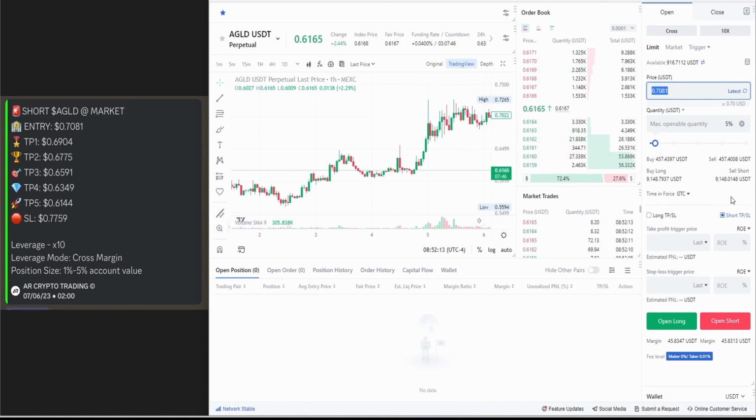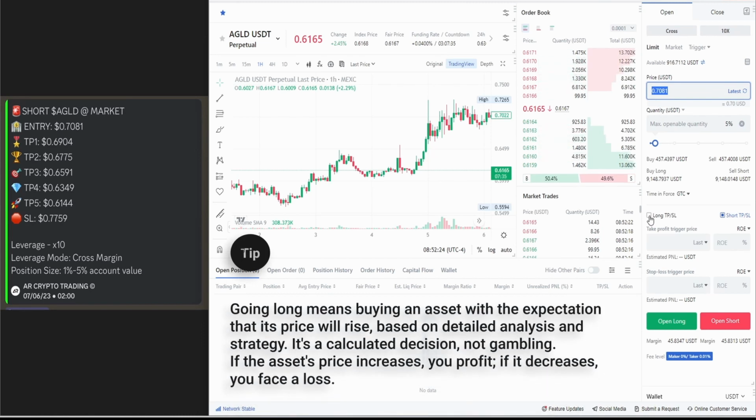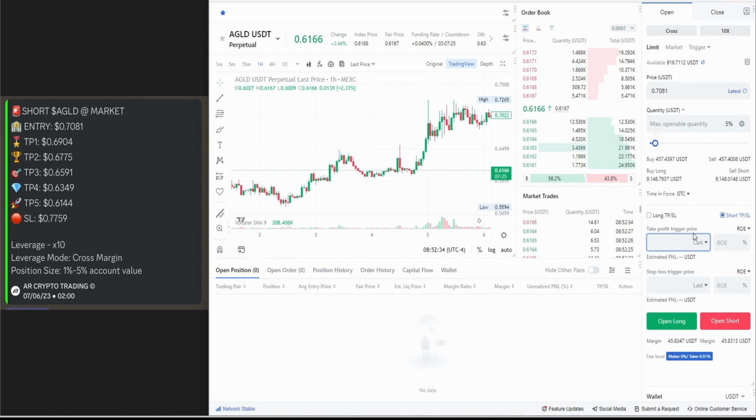Now, when it comes to choosing the side of the trade, you got to make sure you're choosing the proper side. So we're going short over here, obviously short. So we're making sure we're on that side. If it was a long, if we thought the price was going to go up, then we'd be clicking that. So make sure that this is selected. Now we can see our return on equity based on our profit targets. ROE stands for return on equity. So the take profit trigger price is right over here. We're going to use TP5 as an example. So 0.6144, we just type that in.